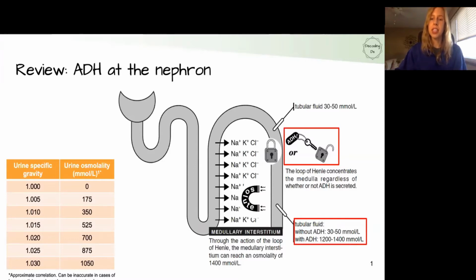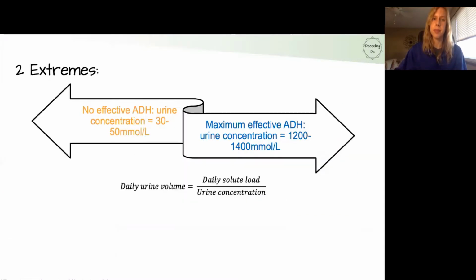With maximal ADH effect, we can concentrate the urine down to 1,200 to 1,400 millimoles per liter, and without any ADH effect, the urine concentration is about 30 to 50 millimoles per liter. And again, over on the side of the screen, we have the table approximately correlating urine-specific gravity to urine osmolality. So this gives us the two extremes, no effective ADH or maximum effective ADH.